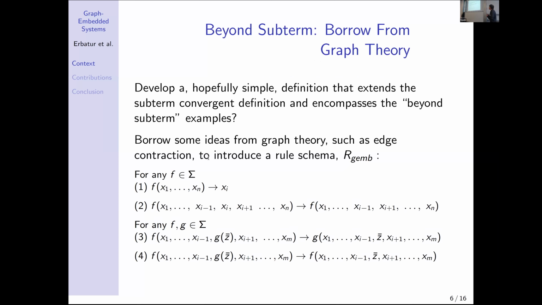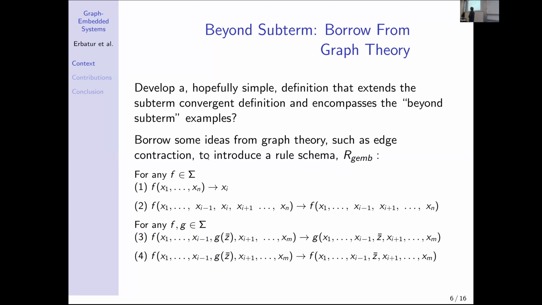And so for that, we have introduced a rule schema corresponding to a way to represent how to compute right-hand sides that would be almost subterms. It's a rule schema that consists of 4 rules. So it looks like a homeomorphic embedding, but we have more rules. The first rule corresponds to getting a subterm.